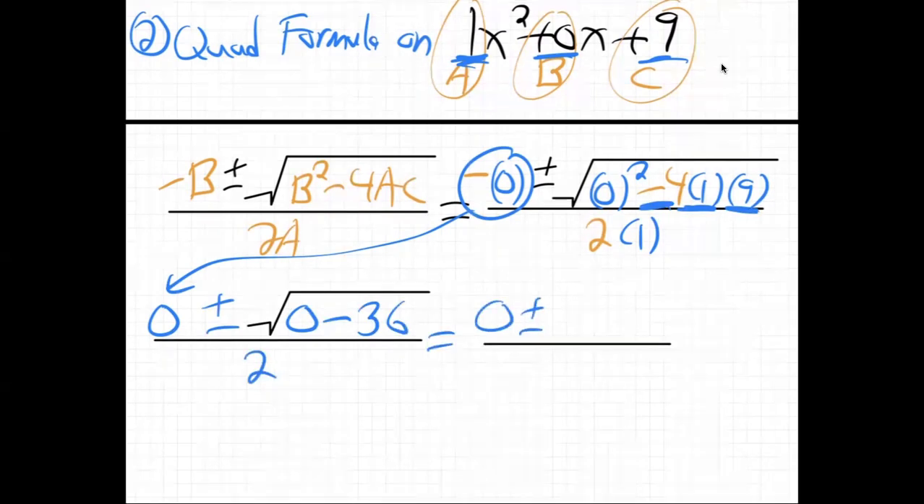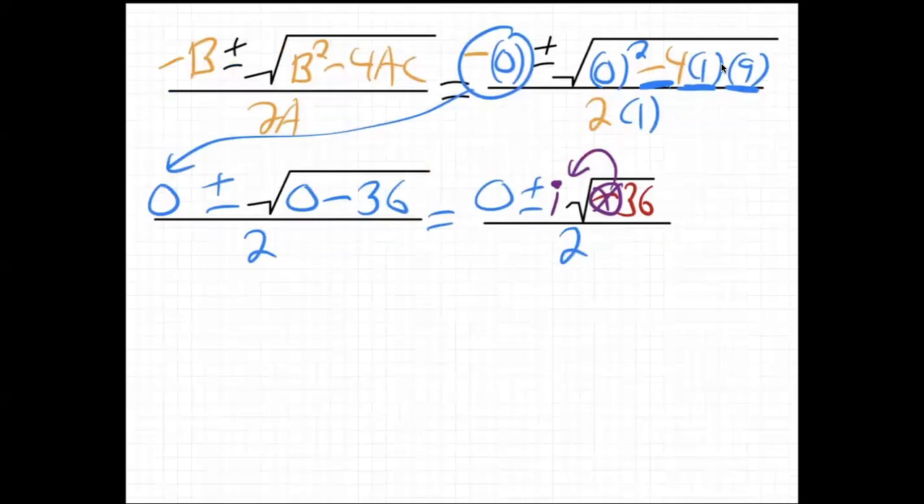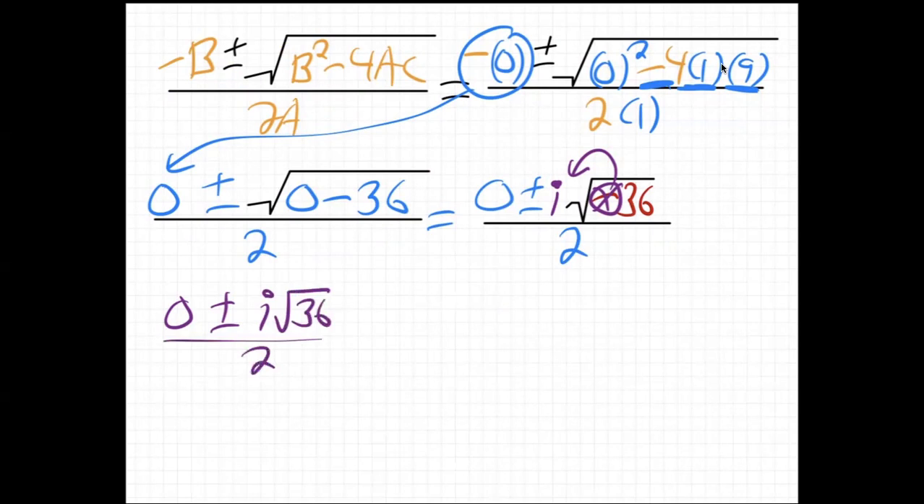the square root. Oops, wasn't a very good square root. The square root of negative 36 all over 2. Now, what do you do with that negative sign? That negative sign inside of a root comes out as an i. It's gone, right? So this is 0 plus or minus i root 36 all over 2. And that, the 0, you can just get rid of that. It's not doing anything.